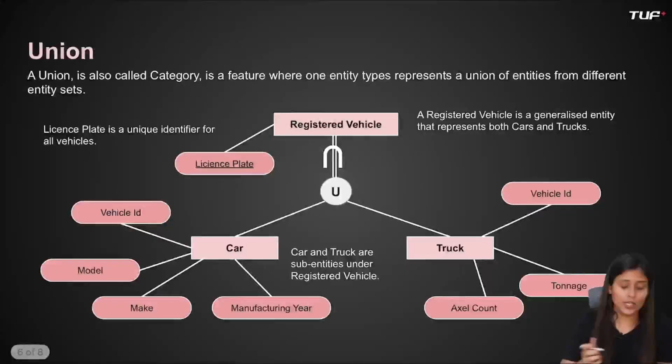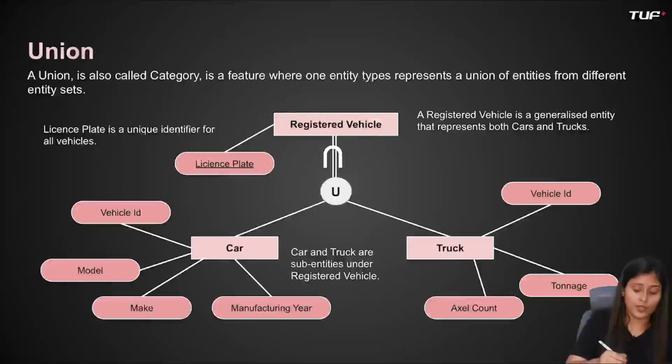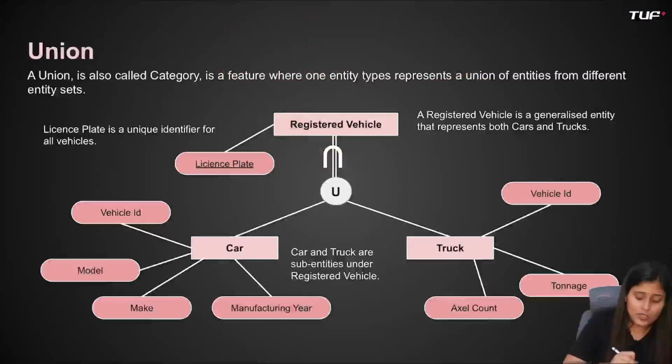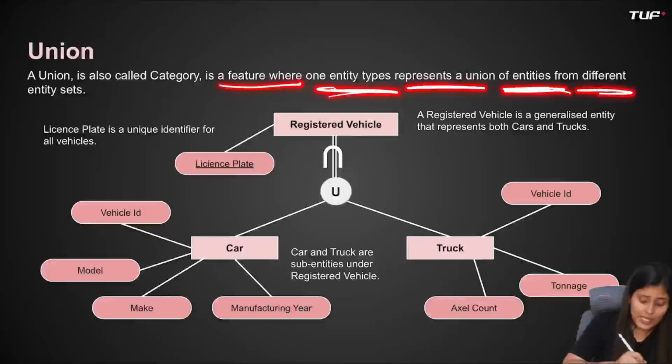Next is union. By the name itself, you can say the common part we take as collective is called union. So we have two tables and we have some common parts in them. That will be the union result. It is also called a category, and it is a feature where one entity type represents a union of entities from different entity sets.